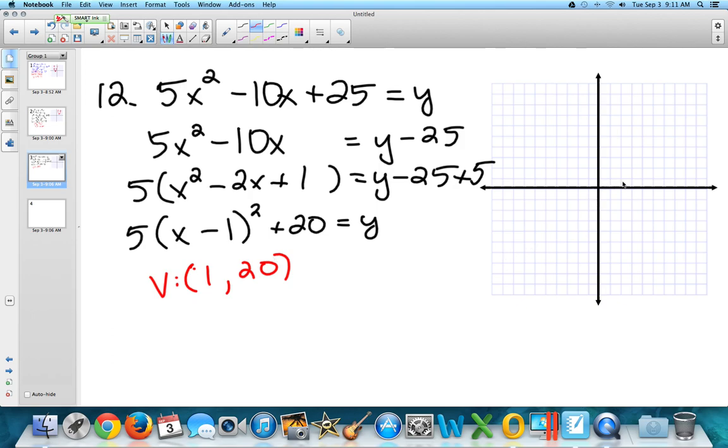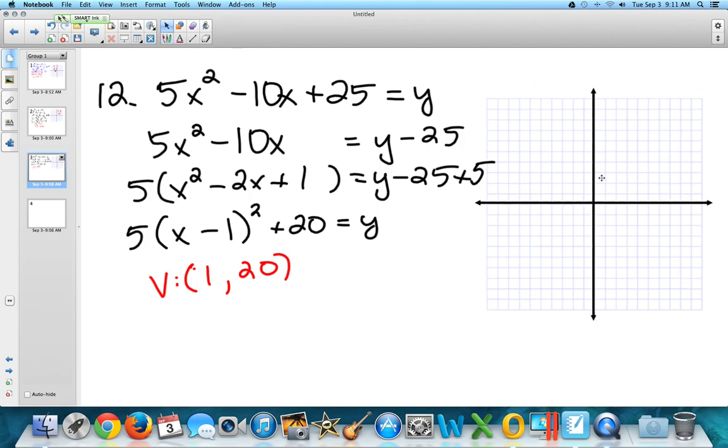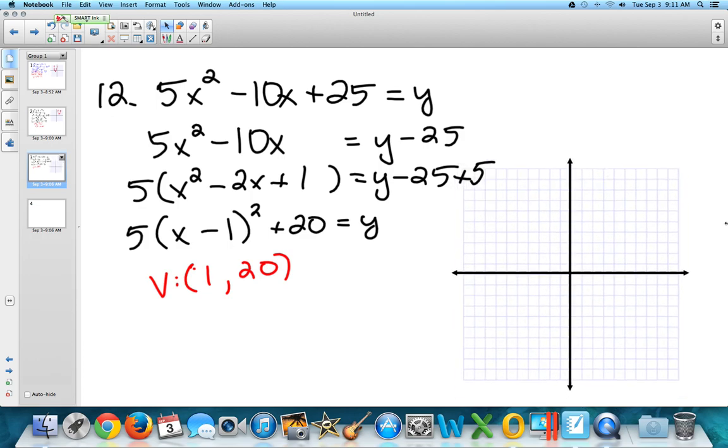Now, obviously my grid over here doesn't have 20 spaces. I believe it's a 10 by 10. So I'm actually going to have to count by something bigger than 1s in order to graph this. So I'm going to count by 5s. Okay? So if this is 5, 10, 15, 20, I'm going to go over 1 and go up 20. 5, 10, 15, 20. Okay. Remember, I'm counting by 5s. 5, 10, 15, 20, 25, 30. Okay?